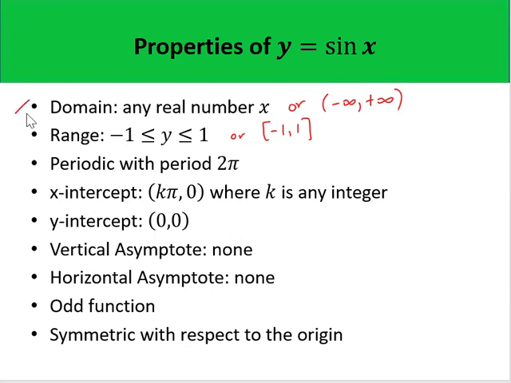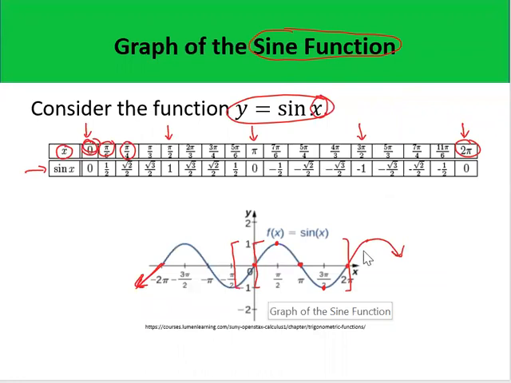Now the third property here is that y equals sine x is periodic. This means that the graph repeats its pattern every 2 pi. And hence, 2 pi is said to be the period of y equals sine x. If we go back to the graph, every 2 pi units the graph will repeat. This interval here is from 2 pi to 4 pi, and then from 4 pi to 6 pi, we have another copy of this graph.